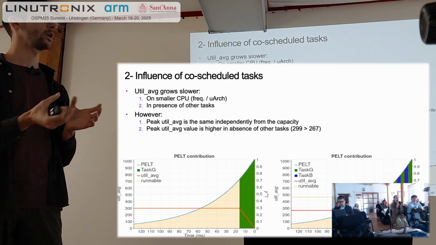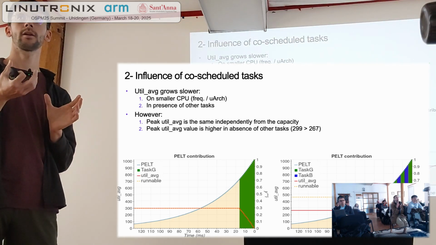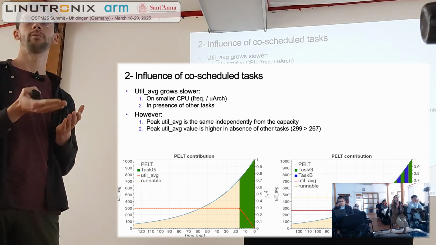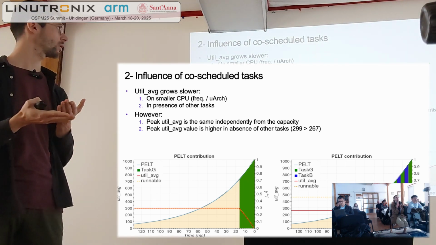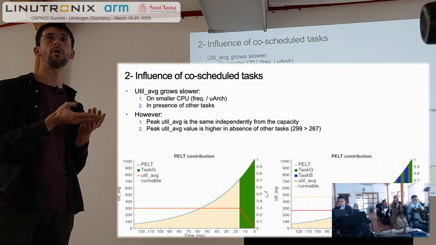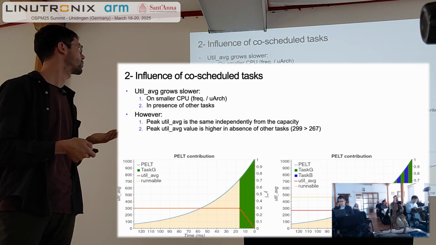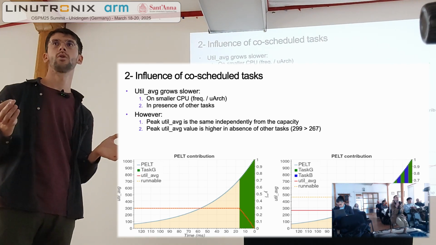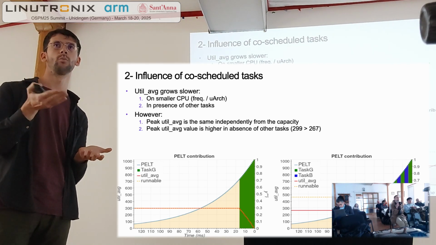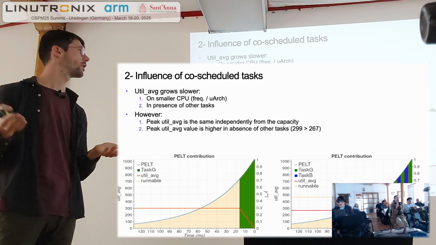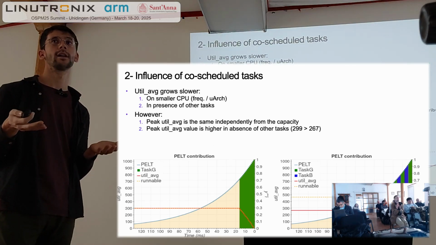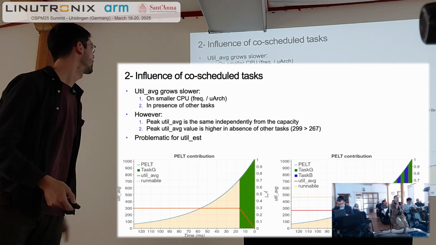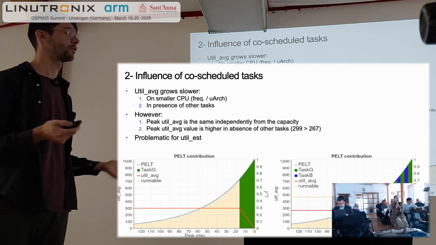It's an issue because when we dequeue that task, the util est value is going to be slightly lower than if the task had been running alone on the CPU. So when the task is enqueued alone, we could raise the OPP at a lower level than what we would have done if the task had been running alone. And so it's an issue for utilization mainly.